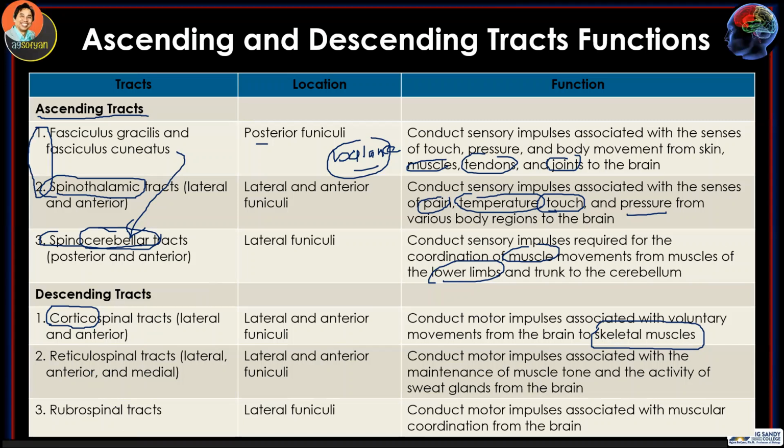Reticulospinal and rubrospinal tracts give some motor information to some effectors. The reticulospinal tract might also give information to the glands, like sweat glands, for example. When we exercise, sweat will be produced because of the information carried by this type of descending motor neuron, the reticulospinal tract. The rubrospinal tract will also carry information to the muscles for muscle coordination.